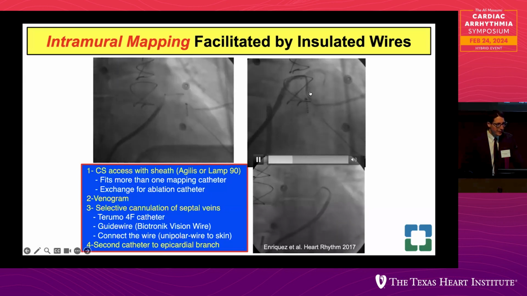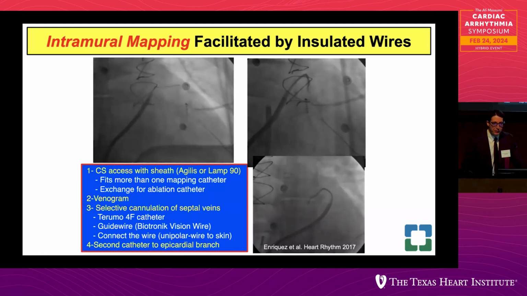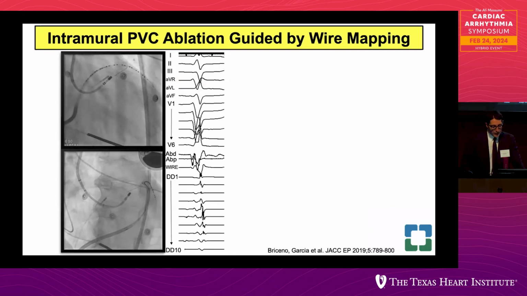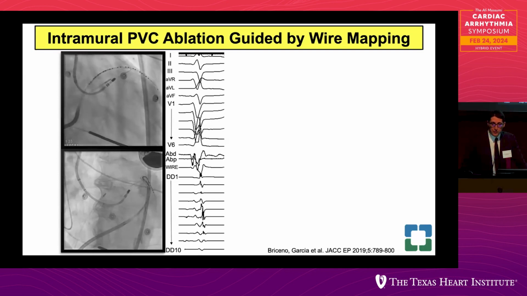Typically, we use a Terumo glide catheter, and then we deliver either insulated wires or small French multipolar catheters in that location. The benefit of that is that we have been able to identify cases where there was early activity, even earlier activity in the intramural space, that we were completely missing by just mapping the surface of the endocardium and the epicardium.